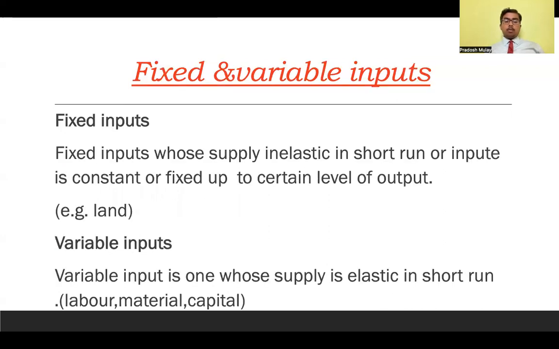In fixed and variable inputs, fixed inputs are those whose supply is inelastic in the short run, or the input is constant or fixed up to a certain level of output. An example is land. Variable inputs are those whose supply is elastic in the short run. Examples are labor, material, capital.